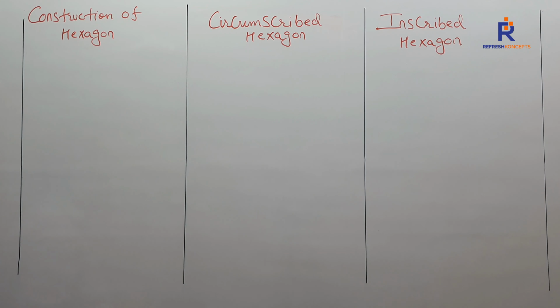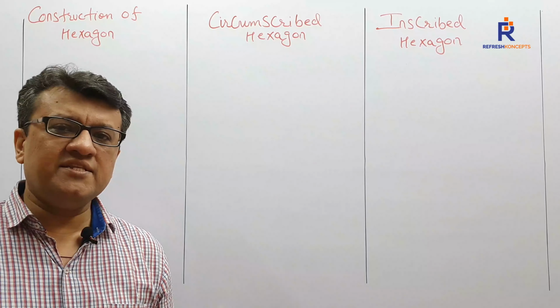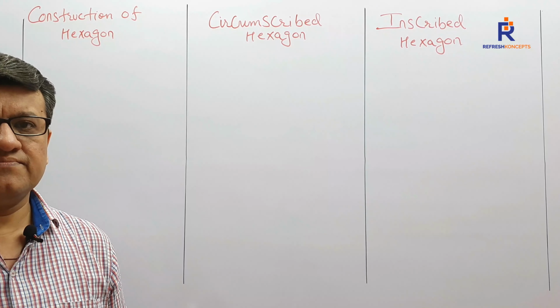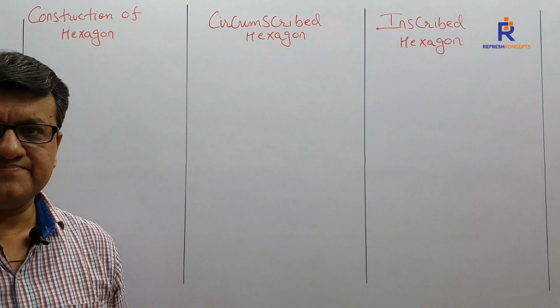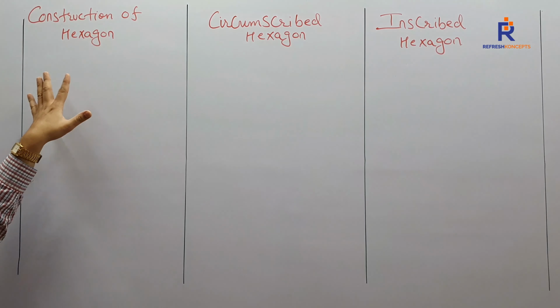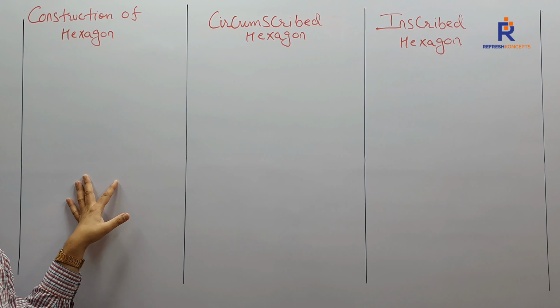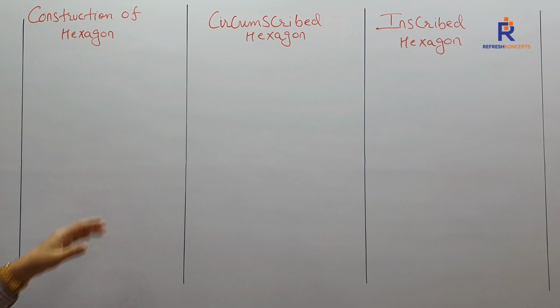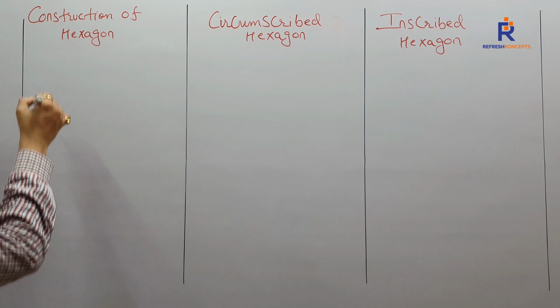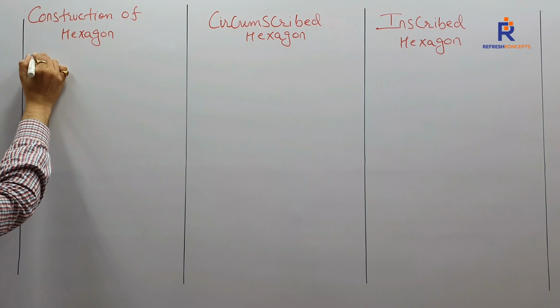Now, what's the difference between regular and irregular? Regular means all the sides are equal, and irregular means sides are unequal, right? Let's start. Those who have done it in 9th standard, too good, but still we'll go with the basics. So I'm starting with construction of a hexagon.